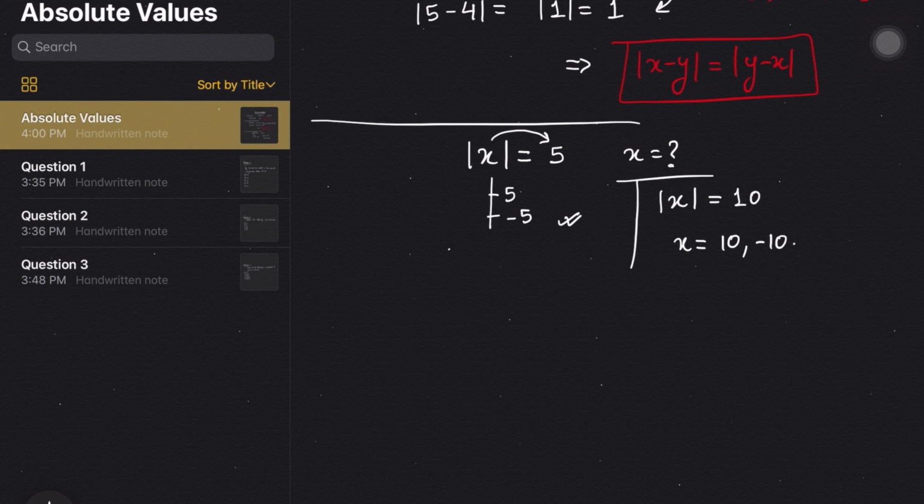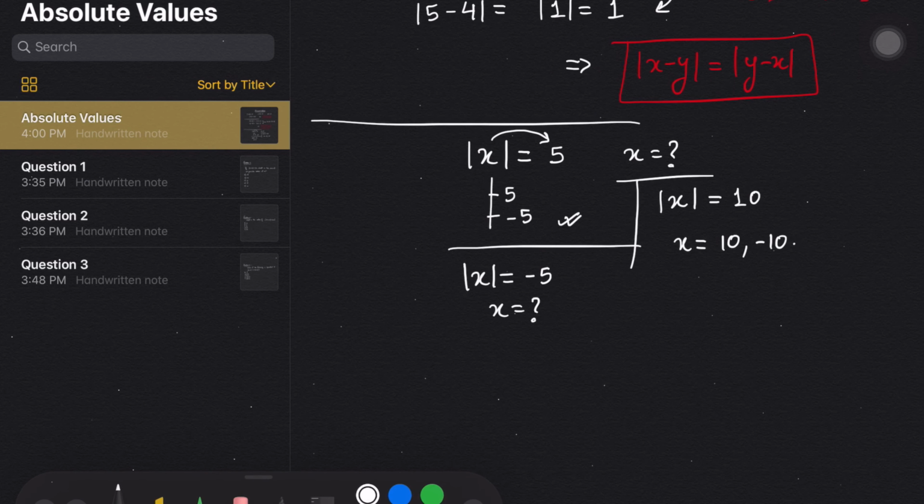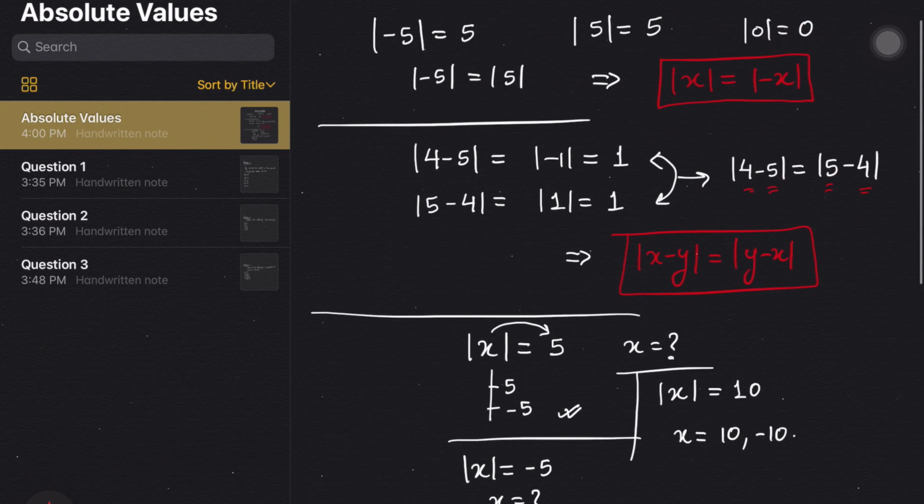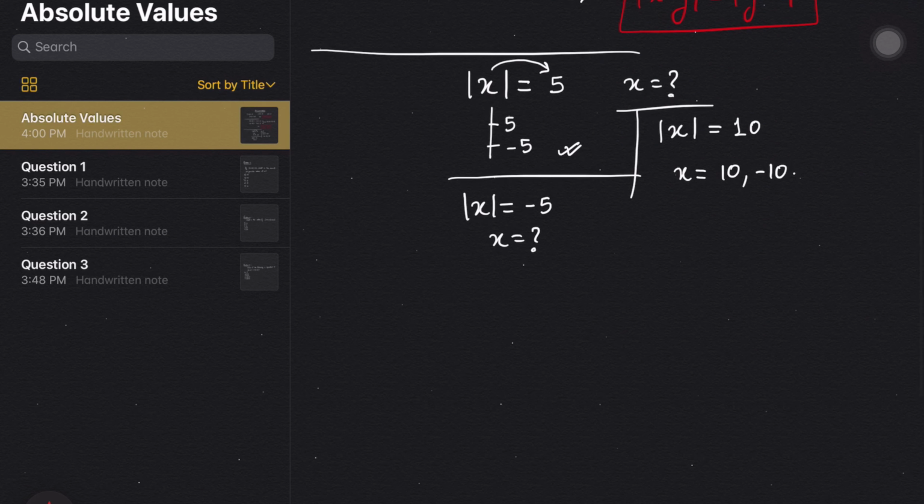Now this will be interesting. Absolute value of x has resulted in -5. What should be the value of x? Now you can keep thinking all day, but you'll still not give me the correct answer if you give me any value, because there are no solutions to this. Reason? Because absolute value can't result in any negative value.